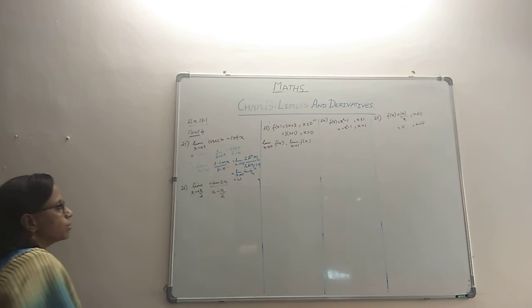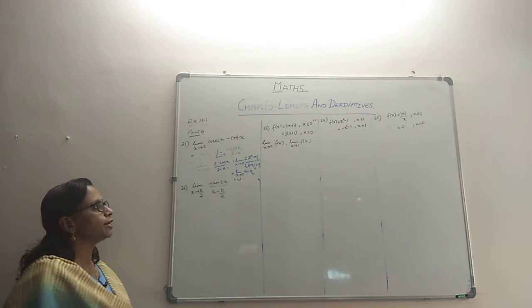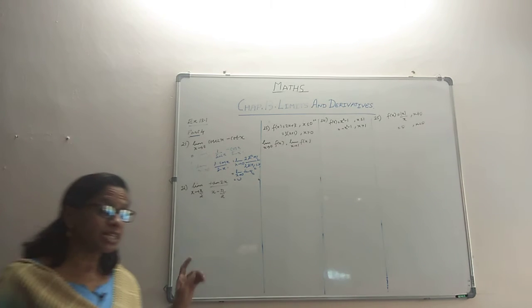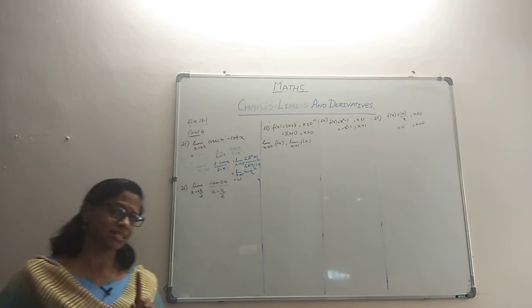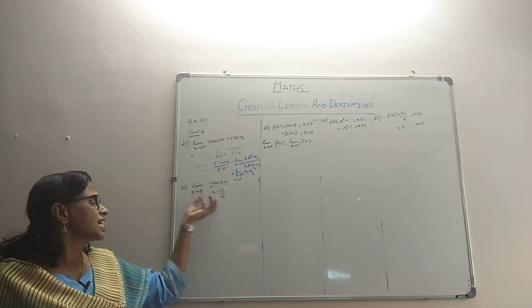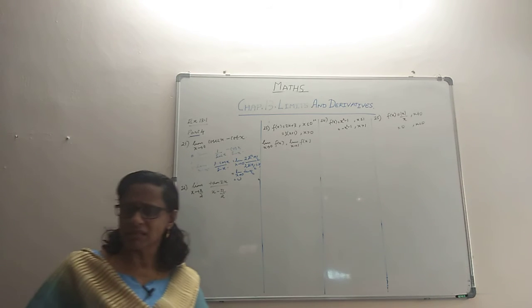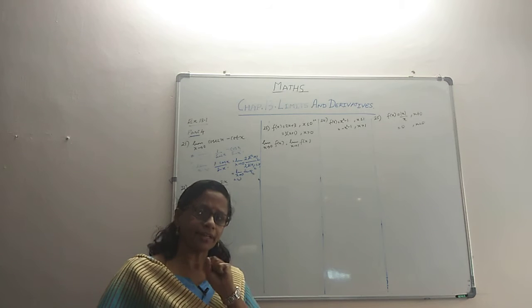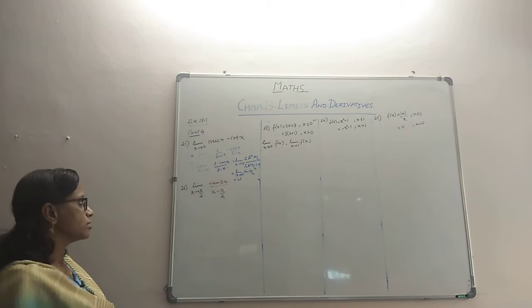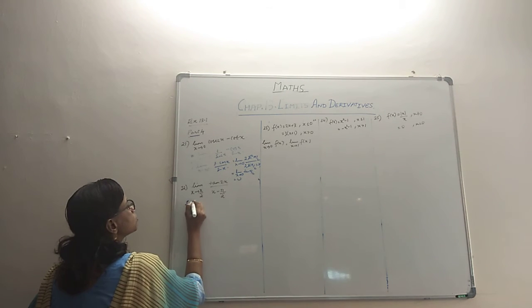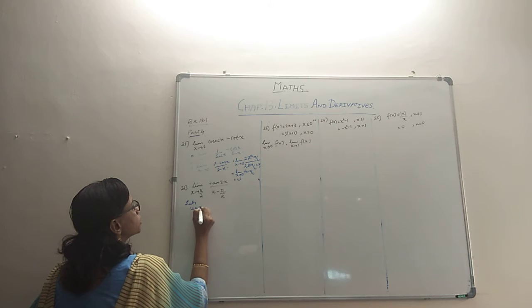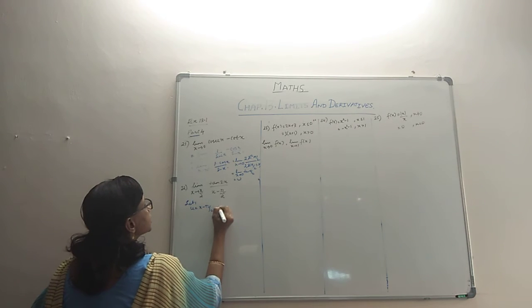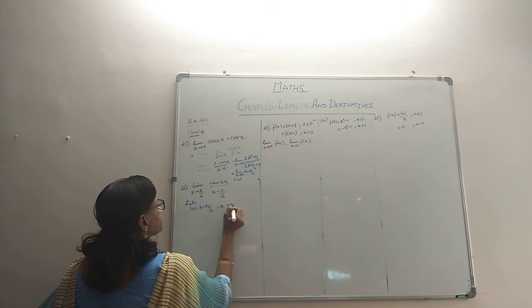Okay, the next problem is limit as x tends to pi by 2 of tan 2x by x minus pi by 2. We've seen such problems earlier where we are not able to apply the result directly. We try to get everything converted in terms of u, and then apply the standard result. So we'll make a small substitution. Let u be x minus pi by 2. Then what is x? Pi by 2 plus u.